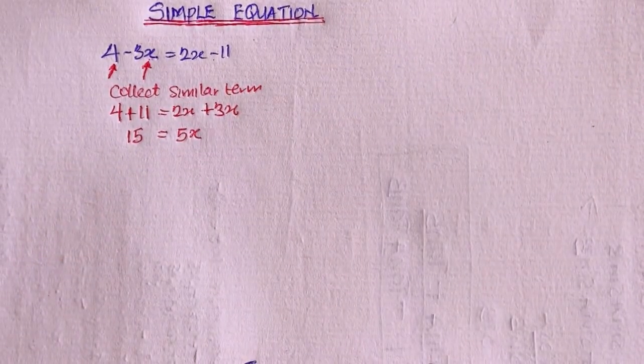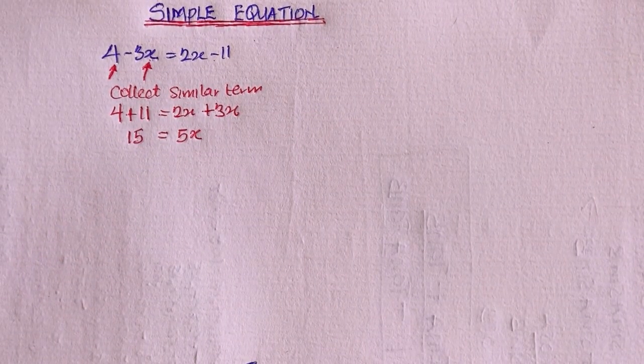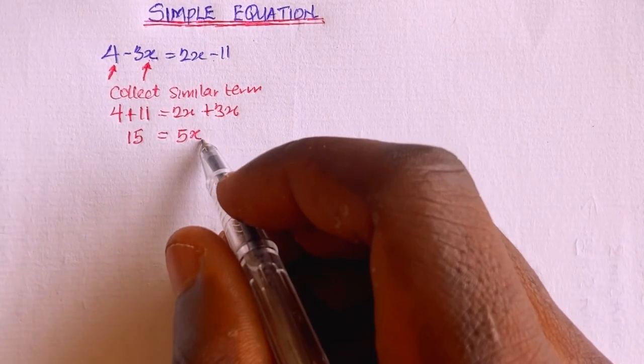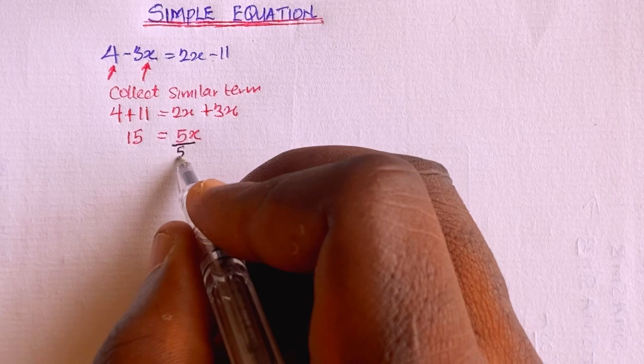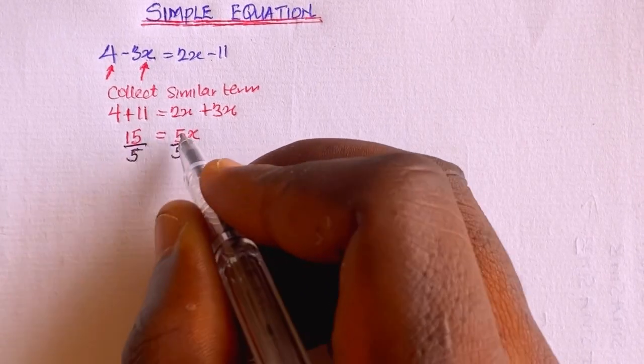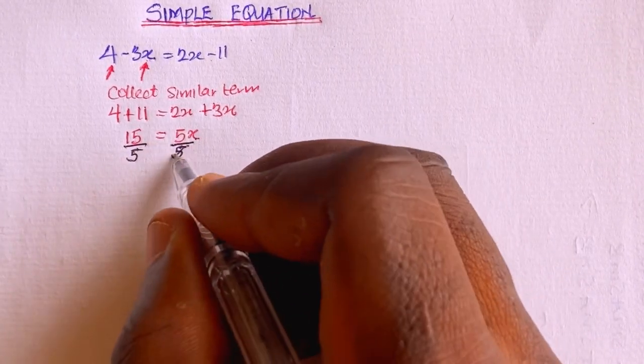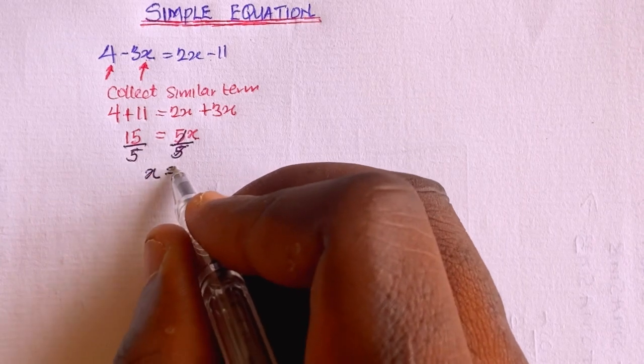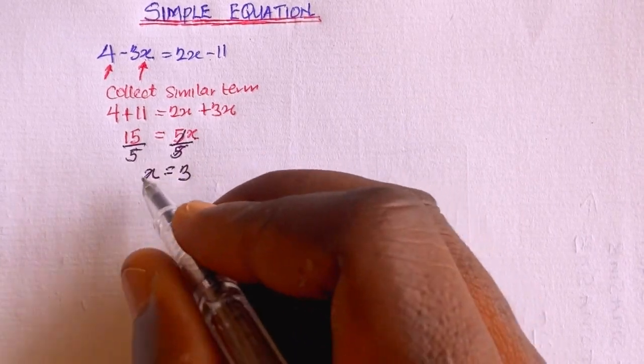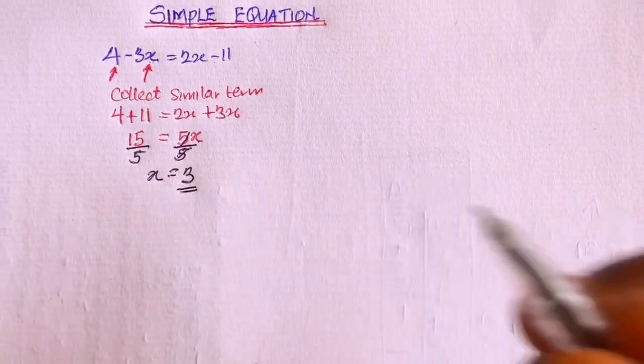Then the question simply says to solve for the value of x. That means I can simply divide both sides by what? By 5, which is the coefficient of x here. Then in this case, I'm going to have x equal to 3, right? So this is the value of x.